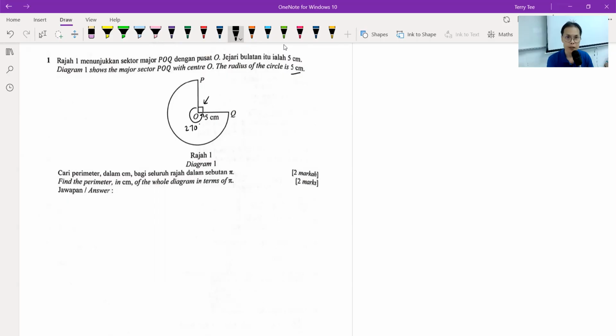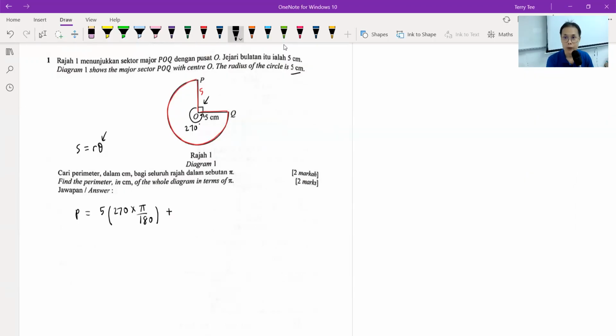To find the perimeter, we need to find the length of this arc, and then you add the two radius here. The radius are 5 each. So what I need to do is to find the length of this arc. We know the formula for length of arc is given by S equals R theta. It can be calculated by taking the radius 5 multiplied with the angle theta. But take note that theta must be in radian. This is 270 degrees, so we convert to radian by multiplying with pi over 180.